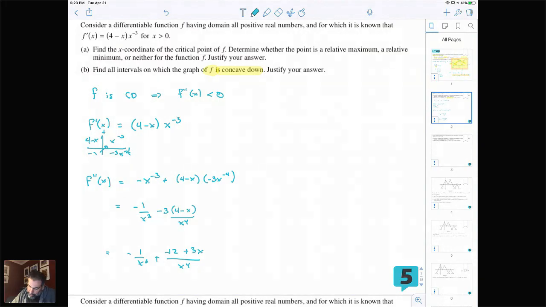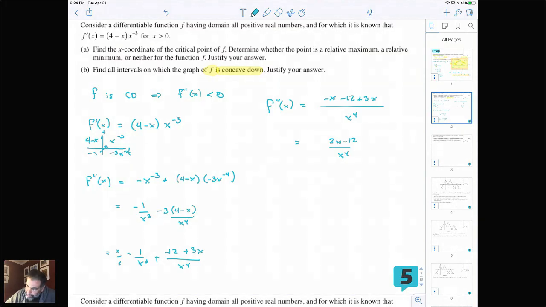If I go one step further and get a common denominator, we're going to end up with x to the 4th in the denominator, and I'm going to multiply the first term by x over x. That gets me negative x minus 12 plus 3x, which after I simplify is going to be 2x minus 12 all over x to the 4th. So there's my second derivative.